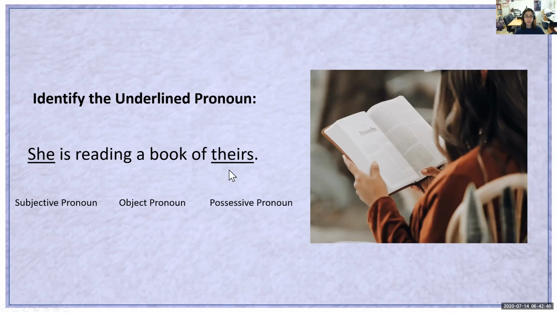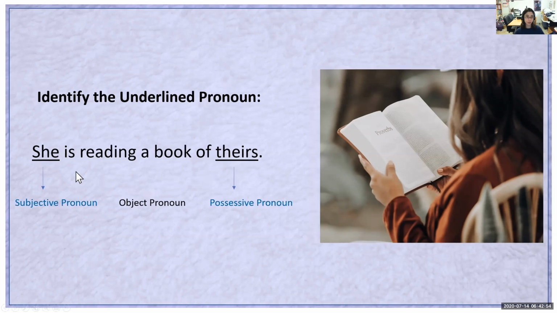If you said that theirs is a possessive pronoun, you are correct. For she is reading a book of theirs, it's talking about their book, the book that they own. That's why theirs is a possessive pronoun. So again, she is a subjective pronoun. Theirs is a possessive pronoun.